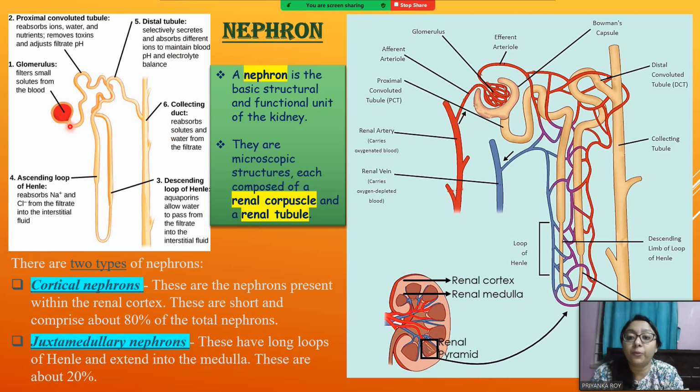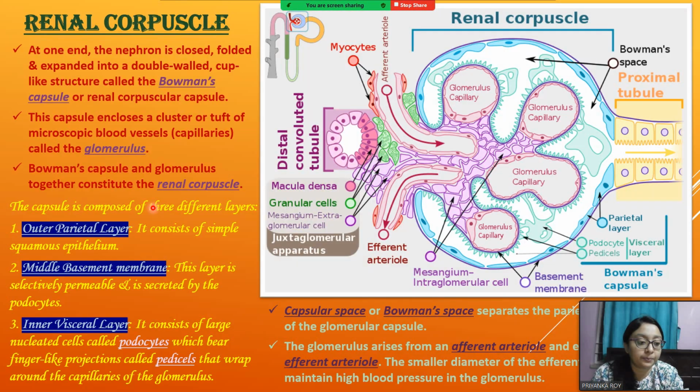According to the functions, like which part of the nephron is responsible for what, as you can see, the glomerulus is of course responsible for filtration, the PCT is responsible for reabsorption, and the descending loop of Henle has aquaporins, and allows water to pass from the filtrate. The ascending loop of Henle is for reabsorption of sodium and chloride ions, and then the DCT is for selectively reabsorbing certain solutes and also secretion, and the collecting duct is of course for reabsorption of water. So these are the basic functions. We will go into further details about that in the next slides.